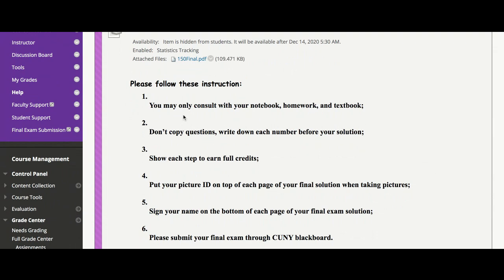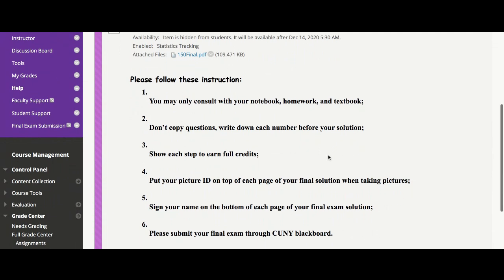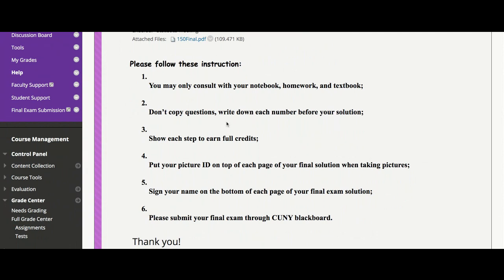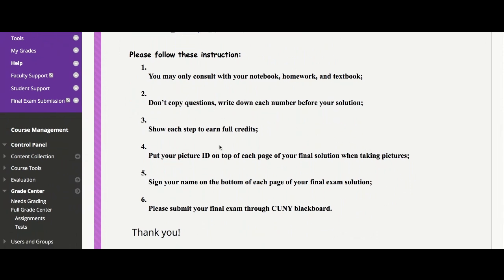So right, you can consult with your notebook, your homework, your textbook. But you cannot consult with another person, all right? You can consult with your own notes. So only write question numbers to save time. Make sure you show your steps to earn full credits.